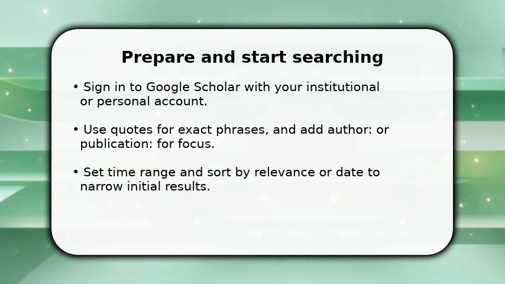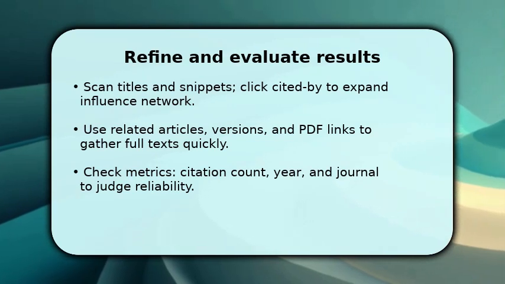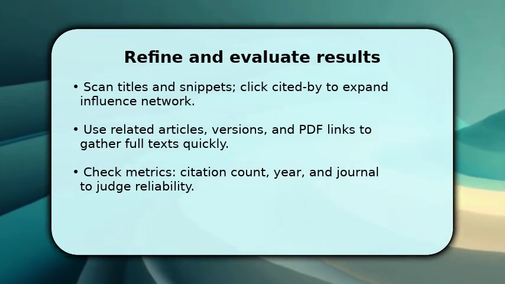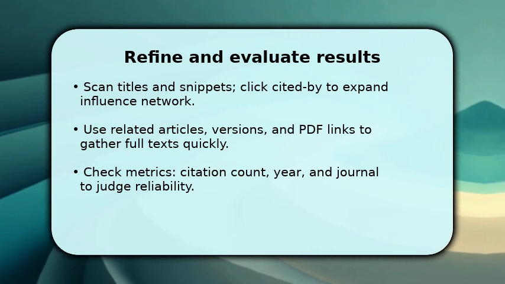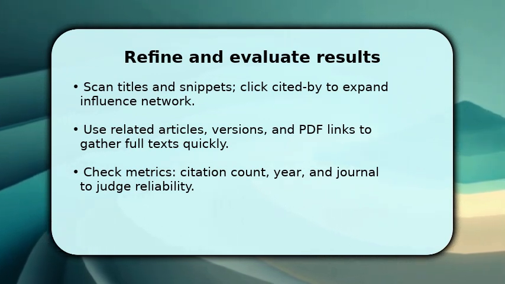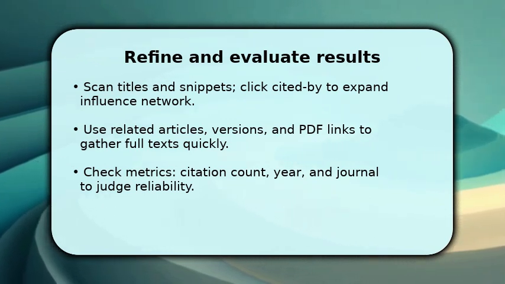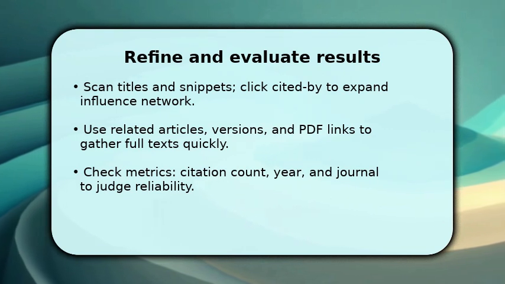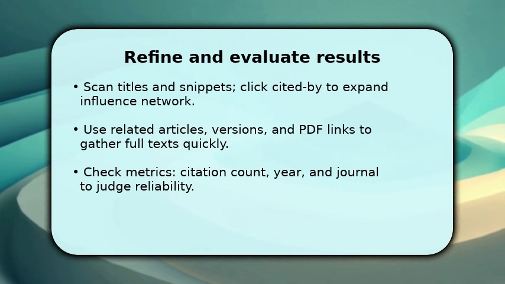You'll save time later when exporting citations or checking cited by chains. Now refine results. Scan titles and snippets and click cited by to trace influential papers. Use related articles and all versions to find full texts or alternative access, and open PDFs directly when available for faster reading. Make sure to check citation counts, publication year, and journal to assess relevance and credibility.